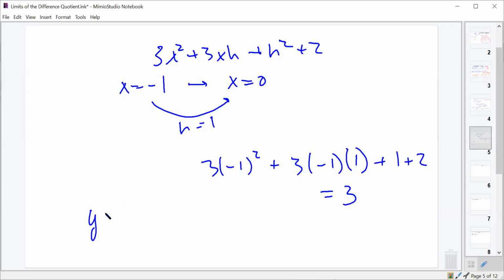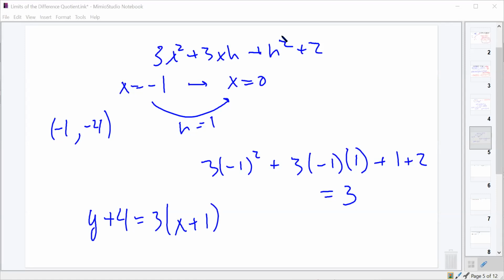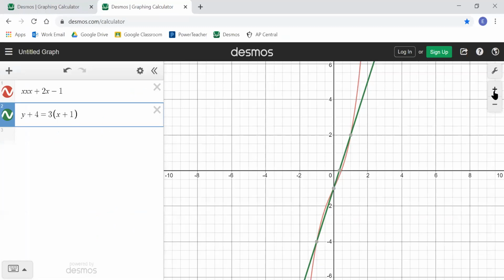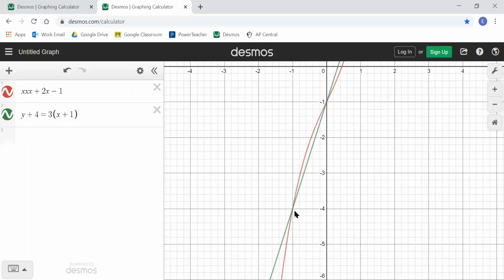And so this would be y plus, if we were going from -1, the point was -1, -4, right? y plus 4 equals 3 times x plus 1. And we should be able to have that equation right here, y plus 4 equals 3 times x plus 1. And if we zoom in a little bit, we'll see that that touches my graph at -1 and it touches my graph at 0. We've got the right slope. Should work for any set of two numbers that I choose to use. Does that make sense?